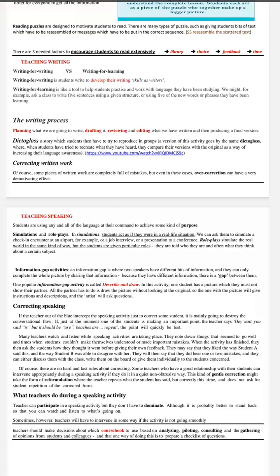The writing process: planning what we are going to write, drafting it, reviewing and editing what we have written, and producing a final version.